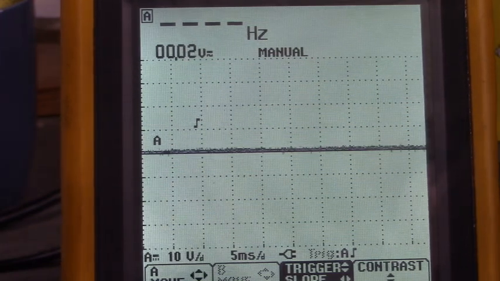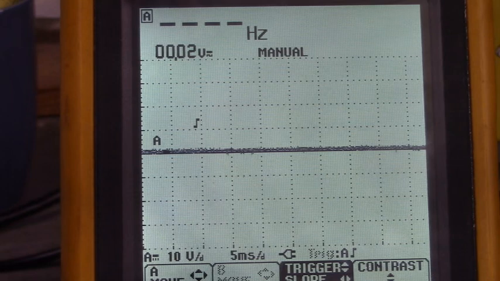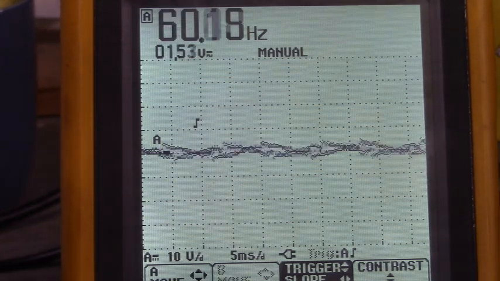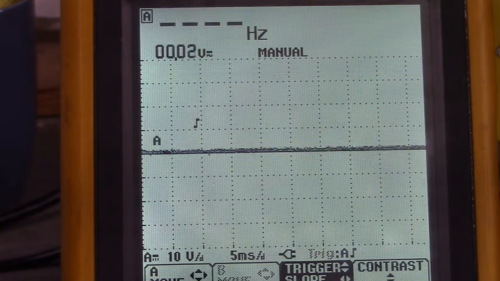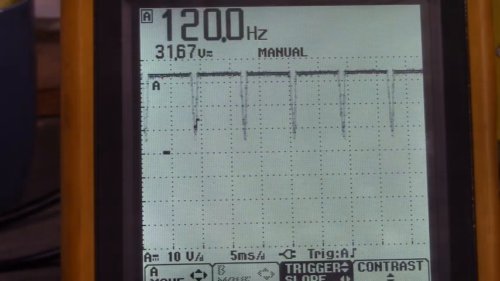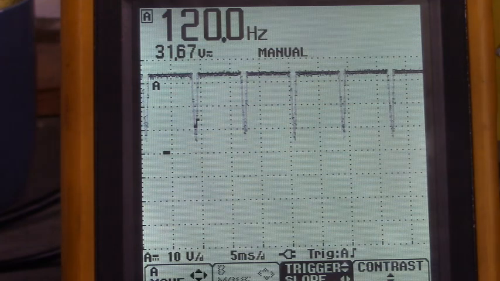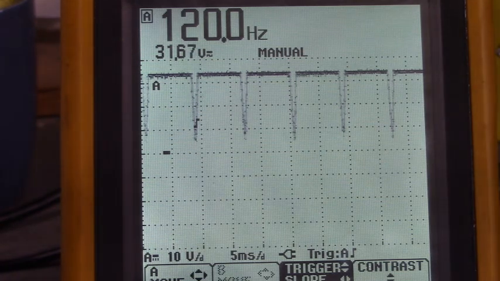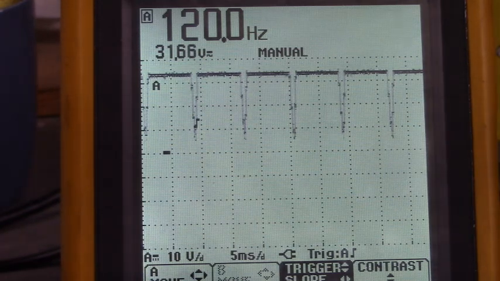Let's see what it looks like right there. Putting the positive on the cathode of the Zener. I'm putting the positive lead on the cathode of the Zener, and the negative lead of that oscilloscope on the anode side. And you see those pulses right there. And we're at 120 hertz on this side of the bridge rectifier.